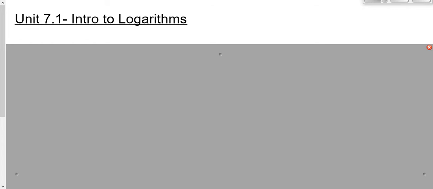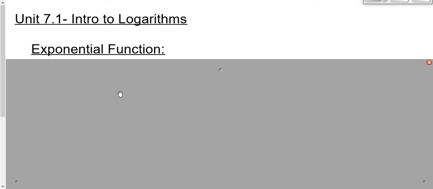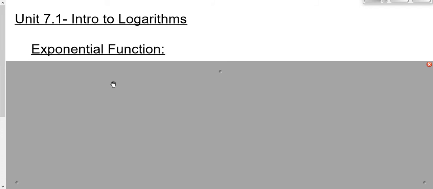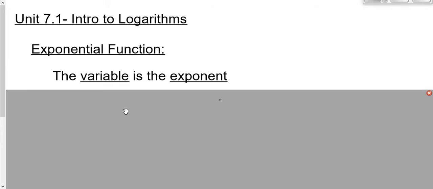Alright, thanks for getting that started. Let's go ahead and start with Unit 7.1, which is called Intro to Logarithms. To start talking about logarithms, we're going to need to start by talking about exponential functions. An exponential function is where the variable is in the exponent. So the x value, or whatever we're trying to solve for, is actually inside the exponent of the equation.